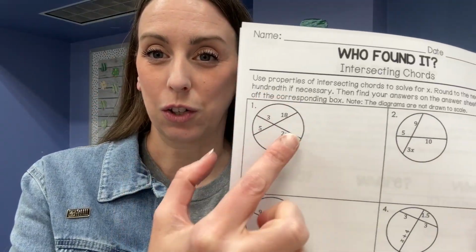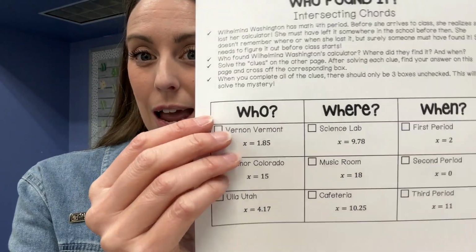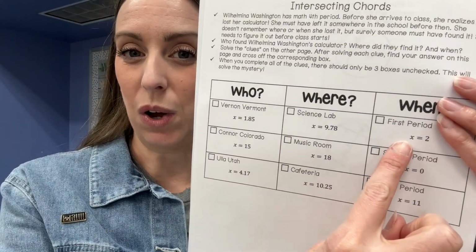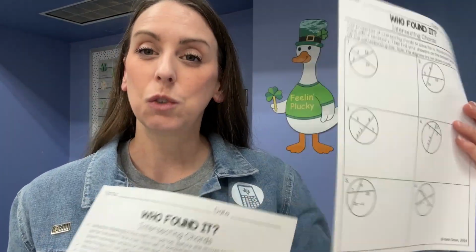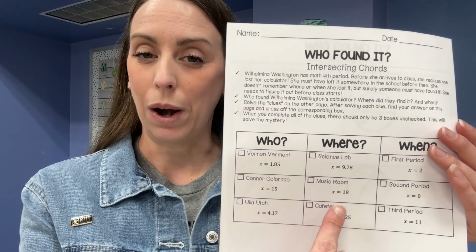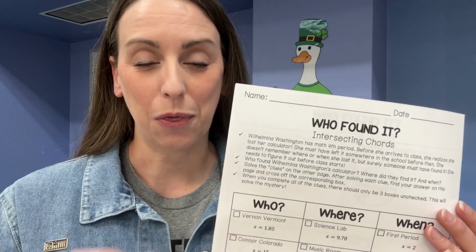The students are going to solve problem 1, and when they do that, they're going to find their answer on the clue sheet. Let's say that they thought their answer for number 1 was x equals 2. They're going to cross this out, and we know that first period was not when this, let's see, Wilhelmina Washington has math 4th hour before she arrived to class. She realized she lost her calculator. So we know that it was not found during first period. And then they're going to continue all the way through until they're done. When they're done, they're going to have one who, one where, and one when that is not checked off, and that is going to be the answer to the mystery.